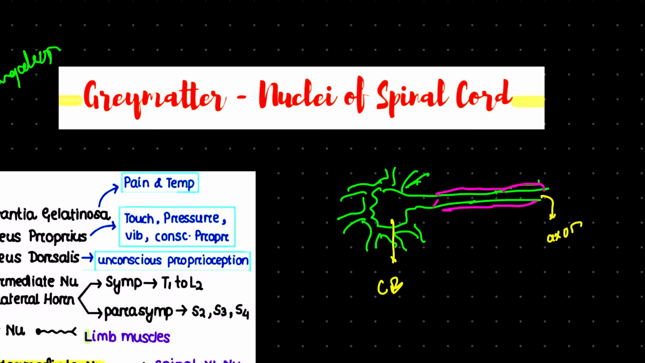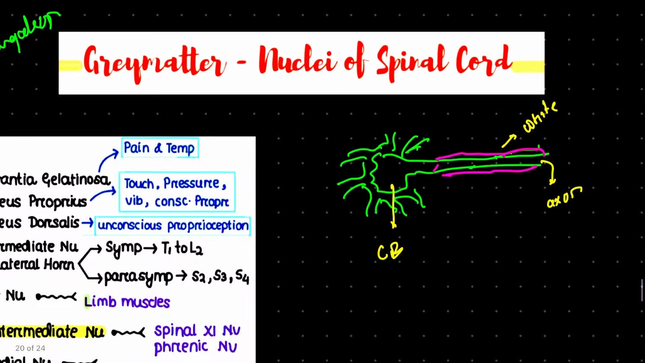Now this axon is covered by the myelin sheath. This myelin sheath is white. So the area which is not covered by myelin sheath is obviously gray.